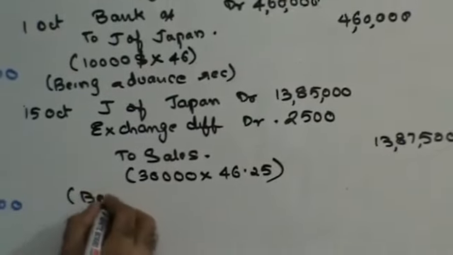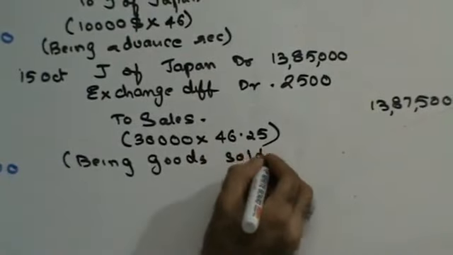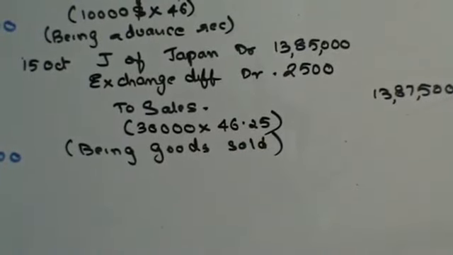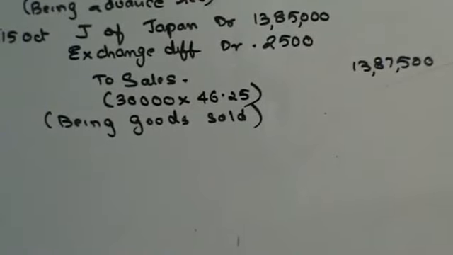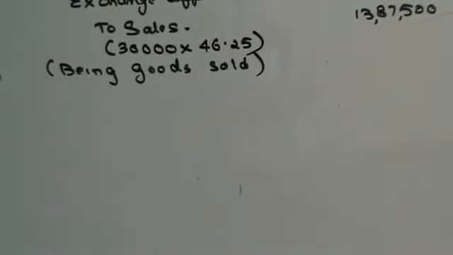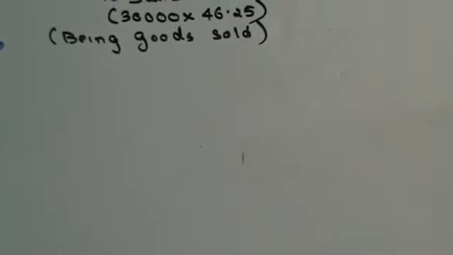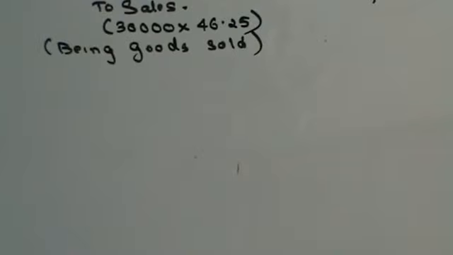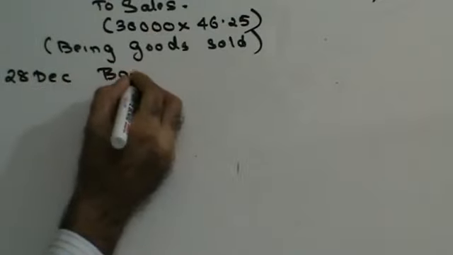Being goods sold. Right? That was 15th October. Next, on 28th December, payment received from J of Japan $20,000. On 28th December, you receive payment, money is coming in, bank account debit.